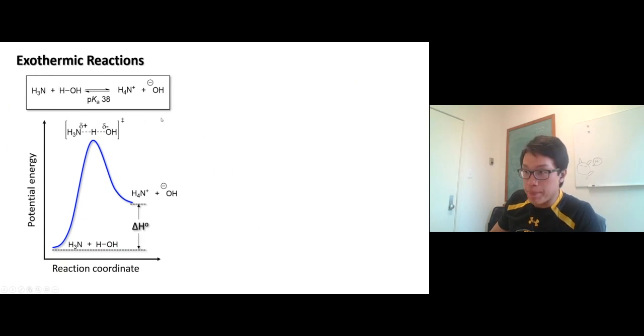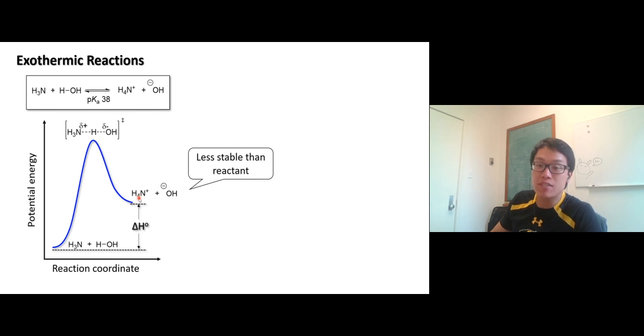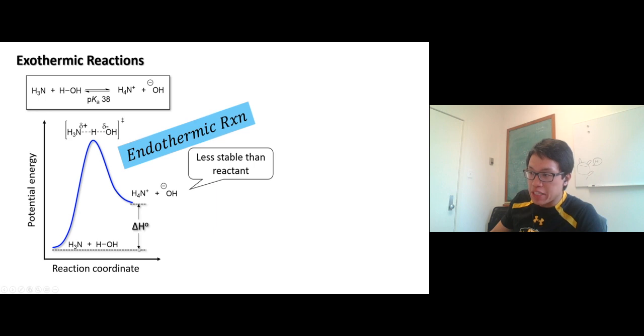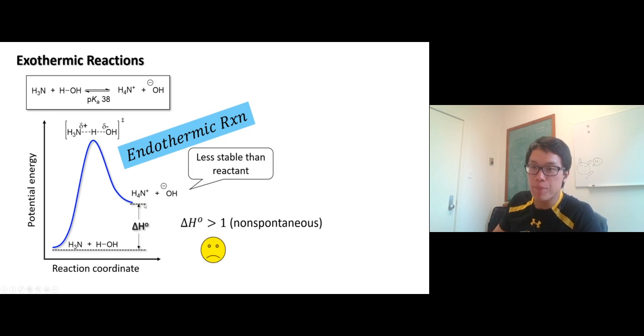So we have the endothermic reaction. In this type, it has to be endo, not exo. So in this case, the energy level of the product is higher than the reactant. The product is less stable than the reactant. When it's less stable, this reaction has to absorb energy for the reactant to become the product. So it's not spontaneous.